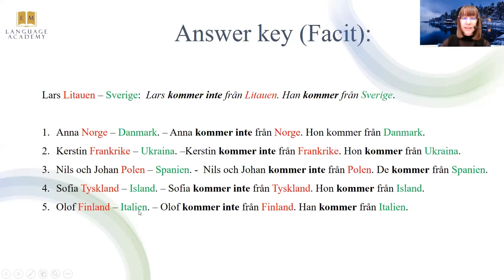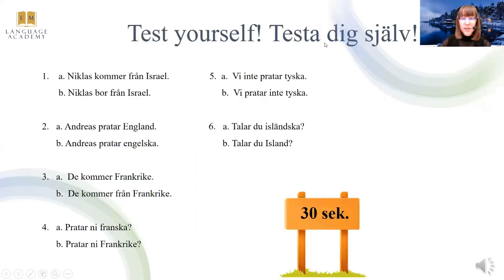Olof, Finland, Italien. Olof kommer inte från Finland. Han kommer från Italien. And in this case, we have a man, Olof, right? Therefore, the pronoun that we should use is han. Han kommer från Italien. That is it with this short exercise. Let's see what we have next.